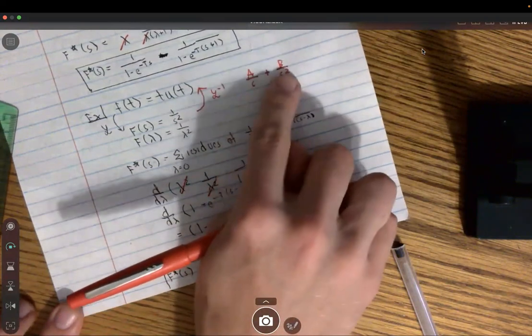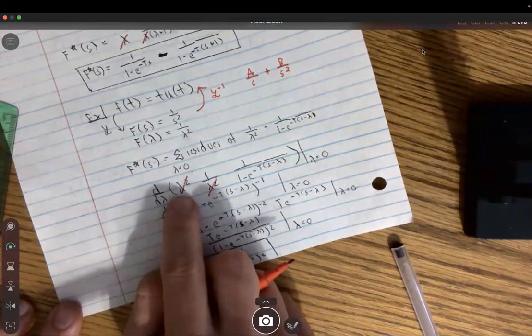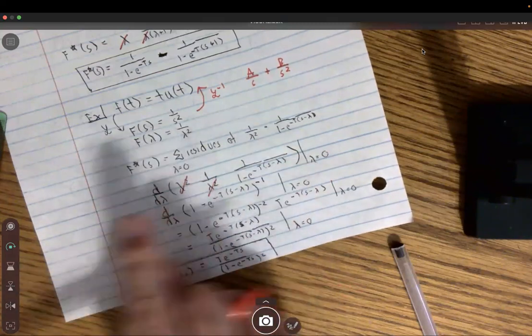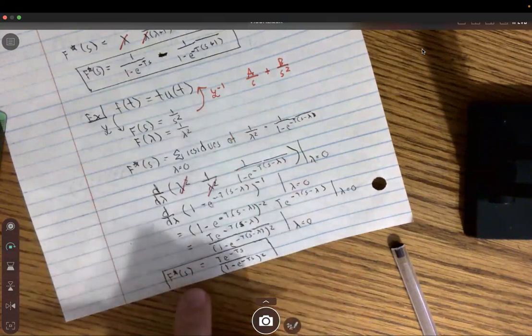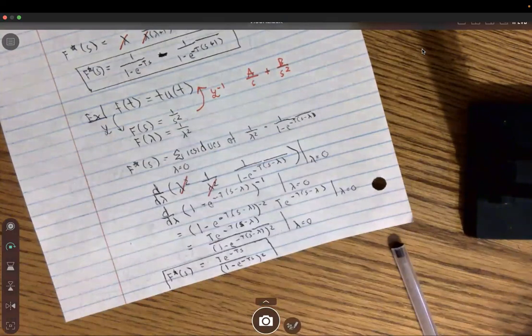You know how you have to split it up into an s and an s squared? Here you only do it for the lambda squared, and then you just take the derivative with respect to that and plug it in at 0. You don't have to do this twice or anything. So just be familiar that when you have repeated poles and you're trying to find the star transform, you only have to do it once, but you have to take the derivative with respect to that term.